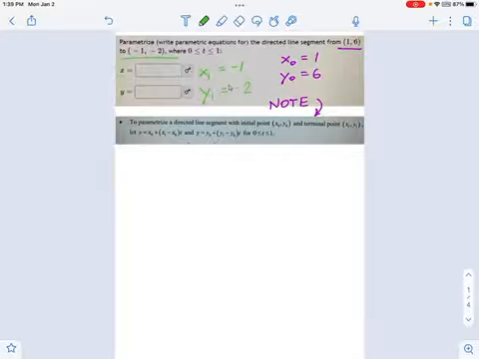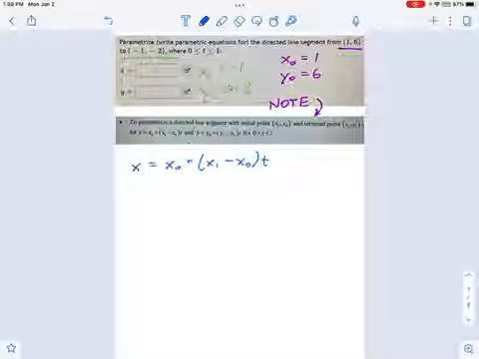Now it is important where you're starting this line segment, because if you use the wrong point, then you'll have a line segment that's going backwards. It'll still be the same line, it's just the direction, the orientation of the line will be wrong. So let's keep those points clear in our minds. And now we set up our equations. X equals x naught plus x1 minus x naught times t.